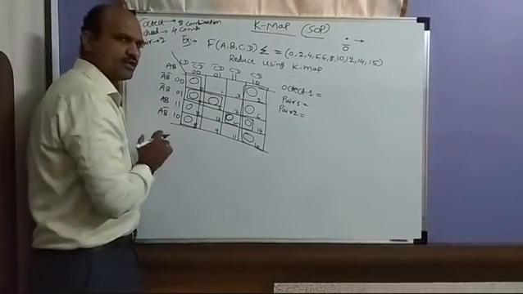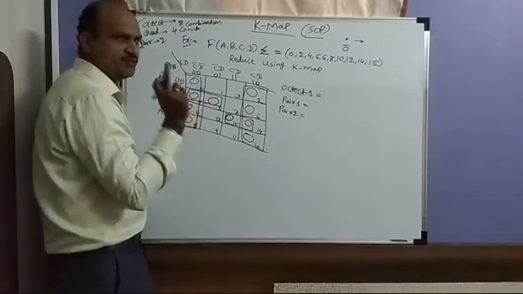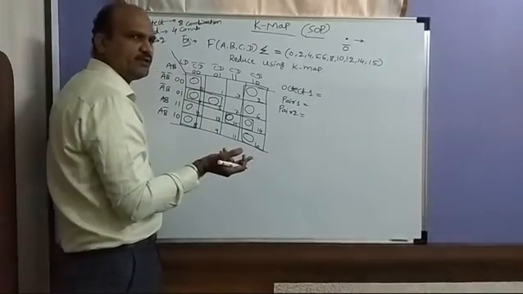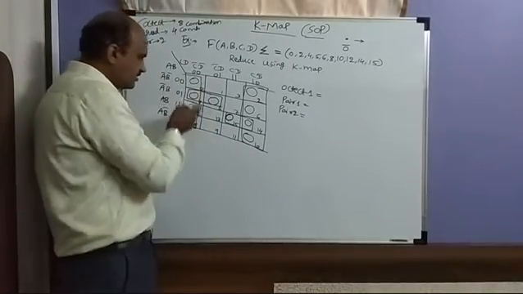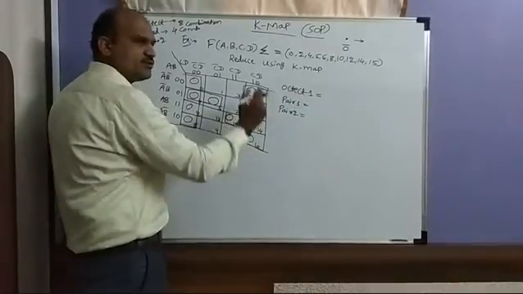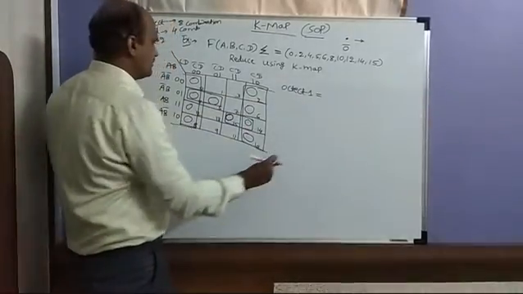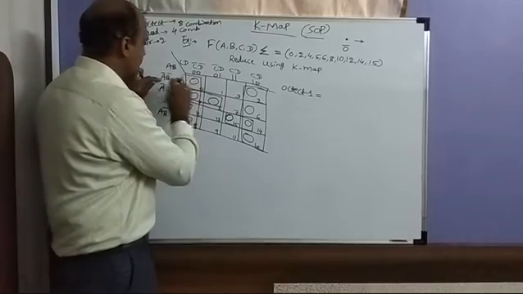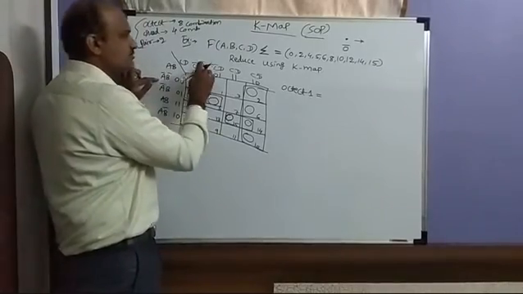Okay. Now how should we write this? As I told you, the multiplication symbol, then in between plus. So take these 4 and these 4, that becomes octet 1. Okay. So let me see. This one is 0, that is A bar, B bar, C bar, D bar.